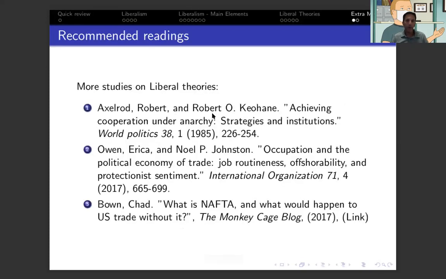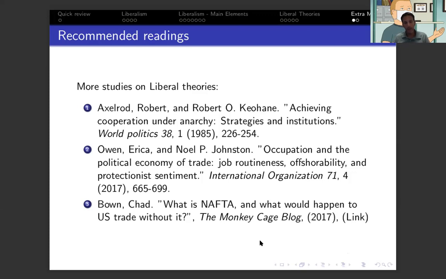If you want to read more, as always, there are different variations of the Keohane argument about liberalism and interdependence in this first article, a recent work by Erica Owen, who was a former faculty member at our university. I also added a link to a recent piece in the Monkey Cage blog from the Washington Post about NAFTA, which I talked about a little today as an example of an international regime. Of course, these are recommended readings; you're not required to read them. The Monkey Cage link is a short one, so maybe that gives you some incentive to read it.